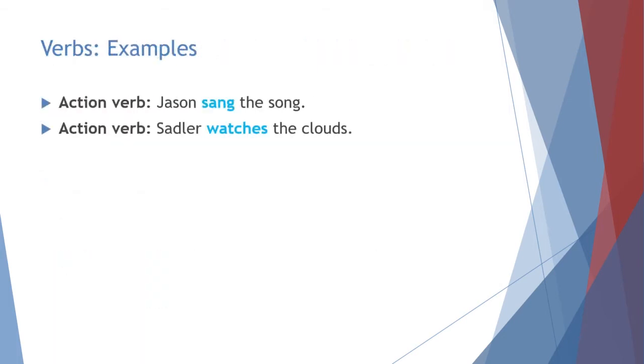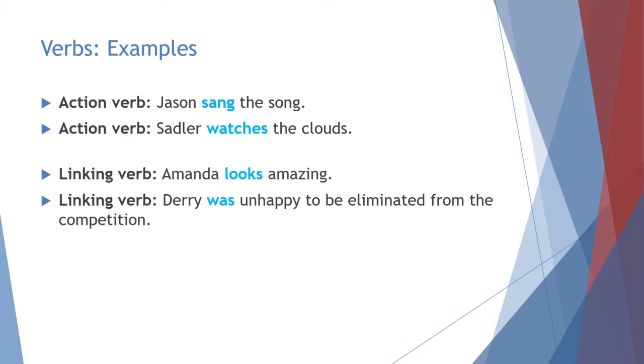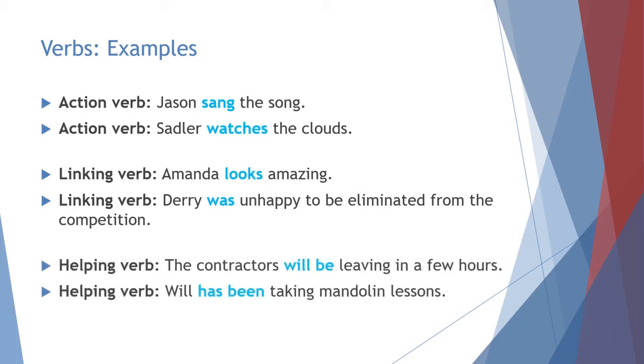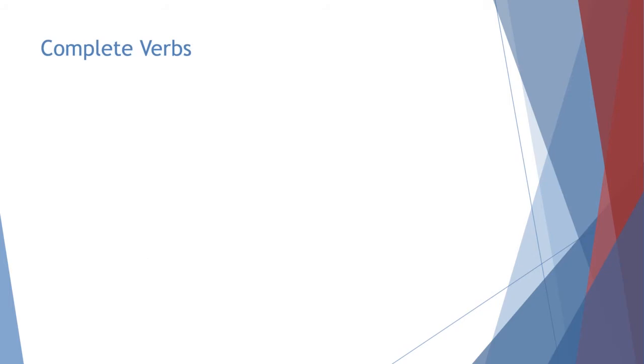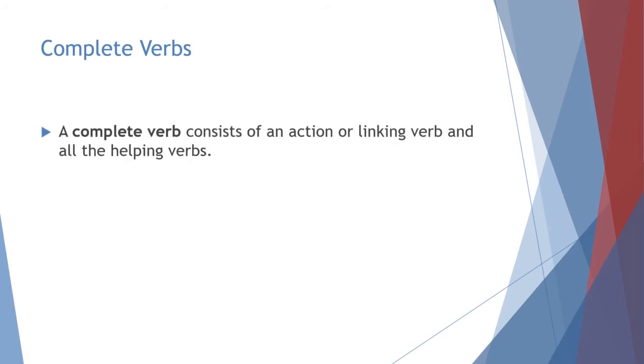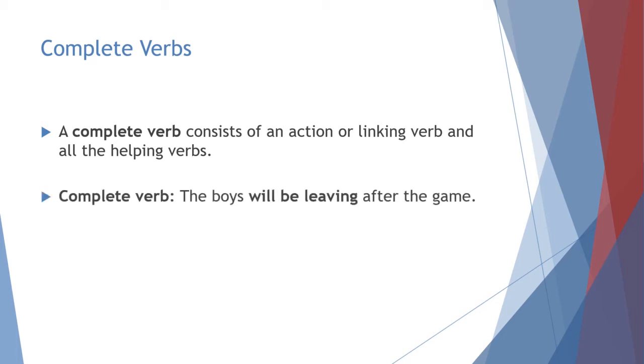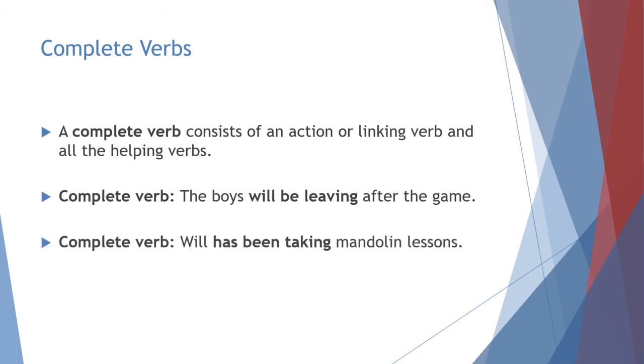Here are some examples. Action verbs: Jason sang the song, Sadler watches the clouds. Linking verbs: Amanda looks amazing, Derry was unhappy to be eliminated from the competition. Helping verbs: the contractors will be leaving in a few hours, and Will has been taking mandolin lessons. Complete verbs. A complete verb consists of an action or linking verb and all the helping verbs, so anything that helps express the action. The boys will be leaving after the game. Will has been taking mandolin lessons.